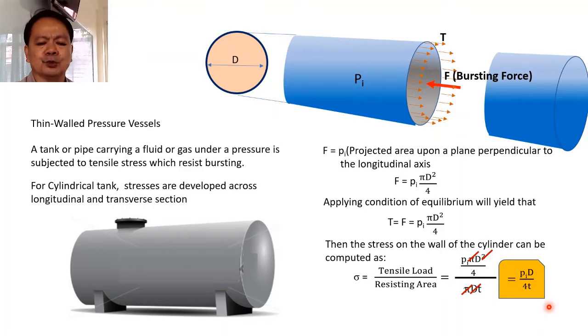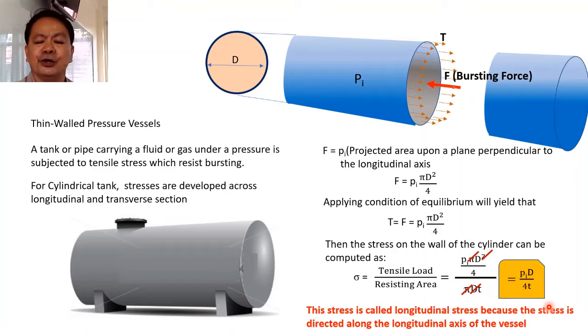And if we were to ask what type of stress this is, this stress is called the longitudinal stress because the stress is directed along the longitudinal axis of the vessel. Kaya siya tinawag na longitudinal stress because the direction of this T that causes stress on the wall of the vessel is directed in the same direction as the longitudinal axis. Kaya ang tawag sa kanya is longitudinal stress.